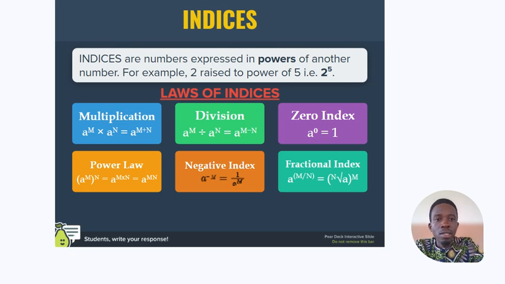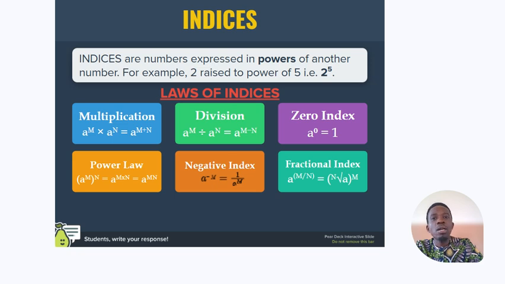Indices now. Indices is the plural form of index. Index, then the plural is indices. Indices are numbers expressed in powers of another number. For example, 2 raised to the power of 5. You can say 2 superscript 5, because we can call it superscript. In another way, we can call it power, index, exponent. Even on a computer, we have it as 2 cap 5. So it's 2 raised to the power of 5.